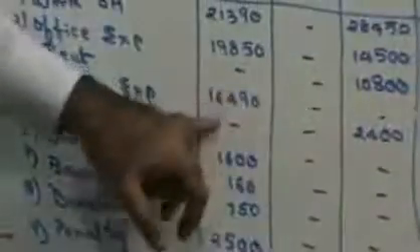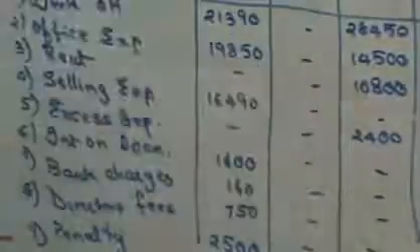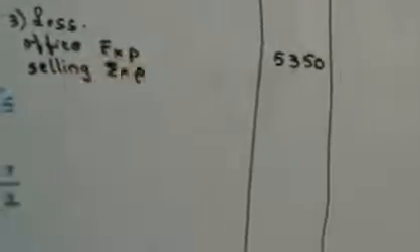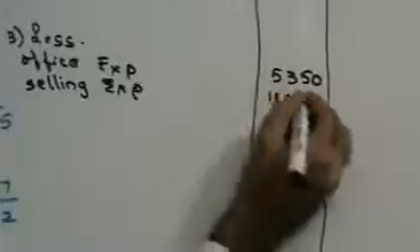Next, rent is more in cost. There is no figure here. More is more. So rent 10,800. Next, selling expenses is less because here it is nil and here it is 16,490. Less is less. So selling expenses is going to be less, 16,490. Excess depreciation. Depreciation is more. So depreciation 2,400. More is more.